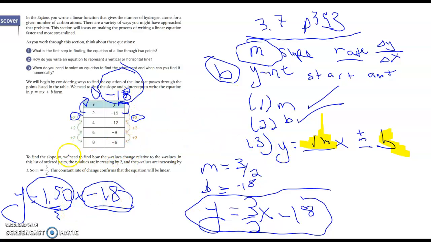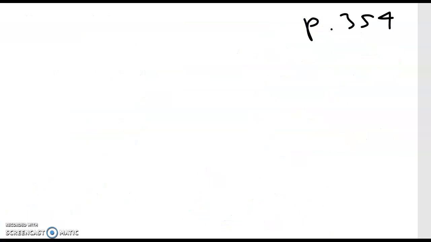But in order to write a linear equation, you need to know your rate and you need to know your starting amount, just like when we did arithmetic sequences way back when. All right, let's move on to the next page. Now on page 354, they show another option to find that equation.